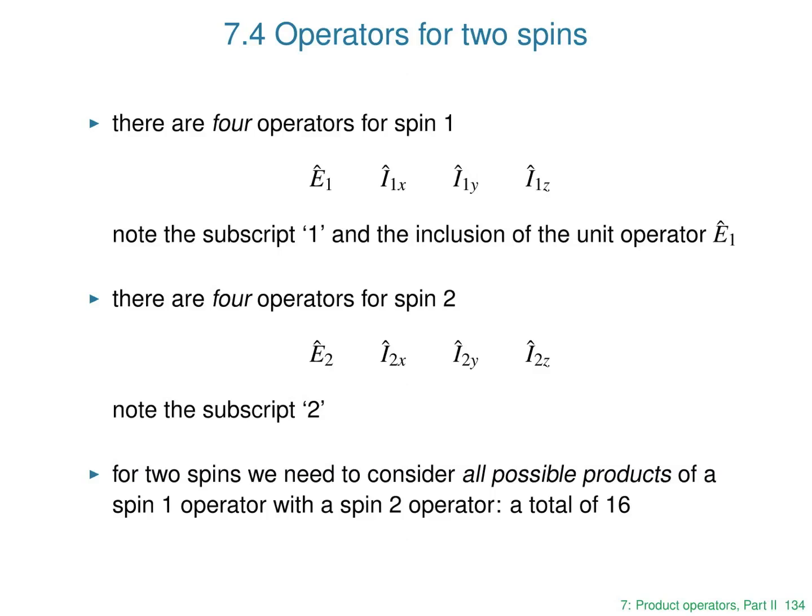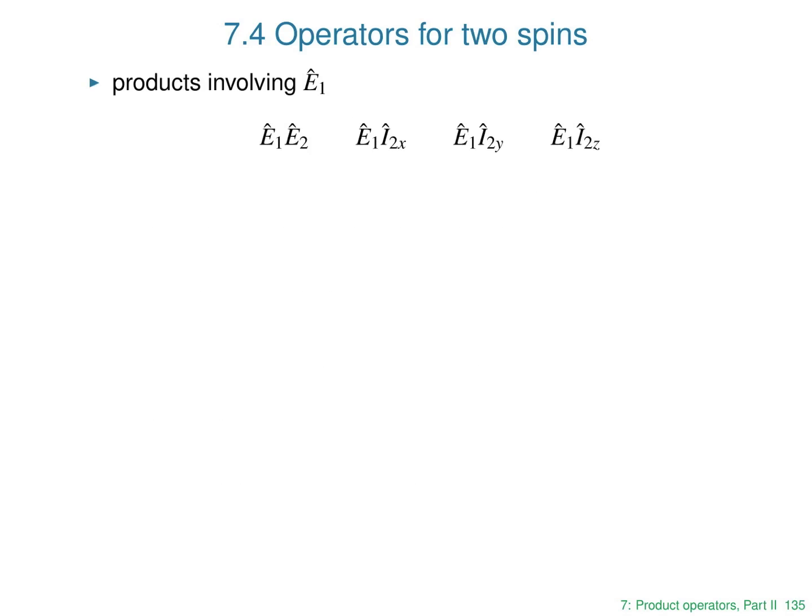And of course this is why this theory is called the product operator theory, because when you start dealing with coupled spins you have to deal with products of operators. So let's have a look at what those products are. So first of all, I'm going to take all the products where one of the operators is E1, and I'm going to make its product with the other four operators for spin 2. So if you look at that row, all of the operators include E1, and then the second operator is E2, I2X, I2Y, and I2Z. So that's 4 of these operator products.